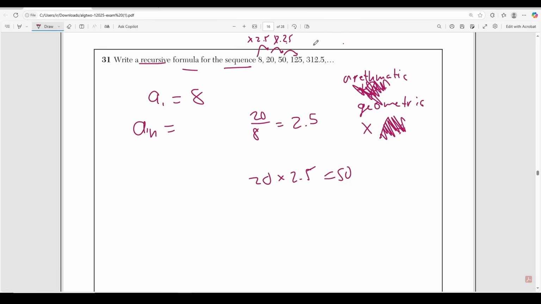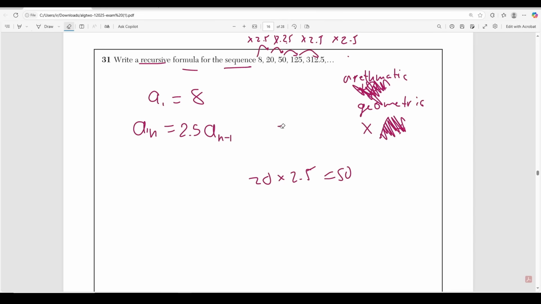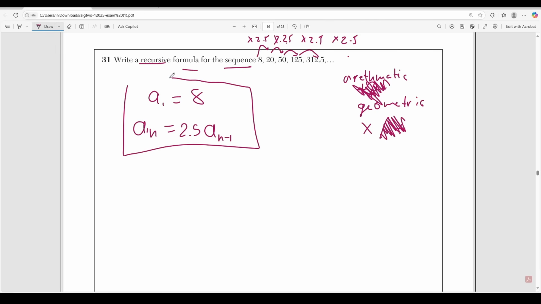So if you multiply by 2.5, you'll get the next term. How do you go from 50 to 125? Oh, you just multiply by 2.5. How do you go from 125 to 312.5? Well, you just multiply by 2.5, okay? So a of n, or the next term, is equal to 2.5 times the previous term, which we represent as a of n minus 1. Okay? So 2 lines of math. All you need to do here, box this, you get the right answer, okay?